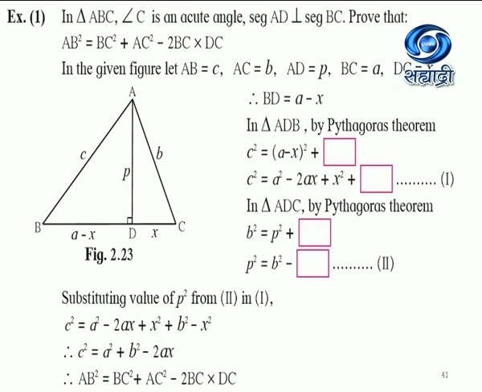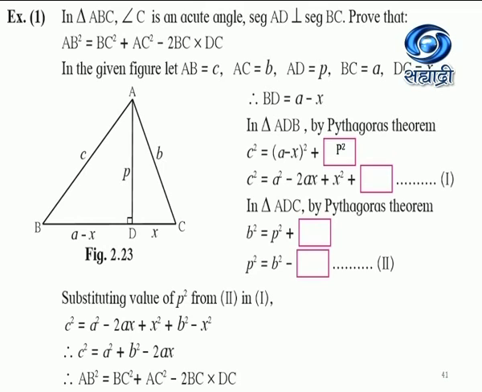Now, when we talk about triangle ADB, as we have learned in the previous part, the perpendicular drawn to the base divides that base into two parts. So here, because of this perpendicular, we get two triangles, ADB and ADC. If we consider triangle ADB, by Pythagoras theorem, c square is equal to (a minus x) whole square plus p square. P is the height.